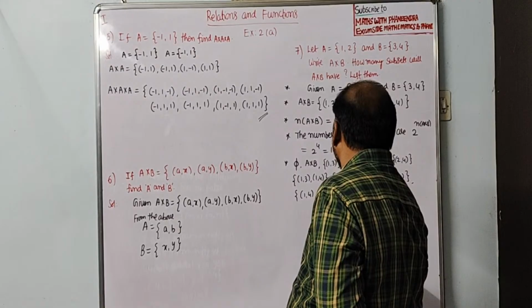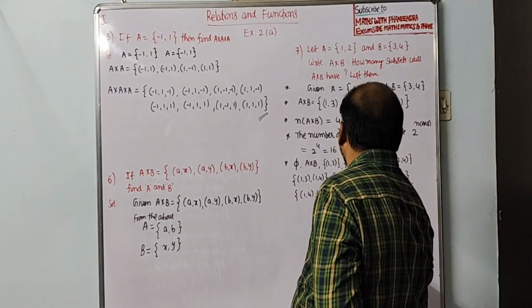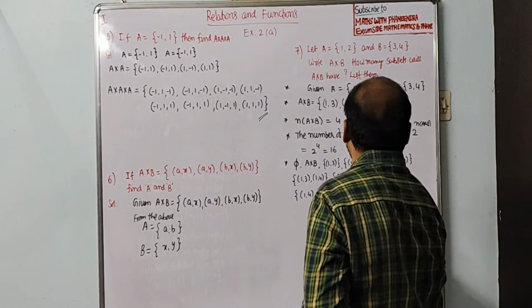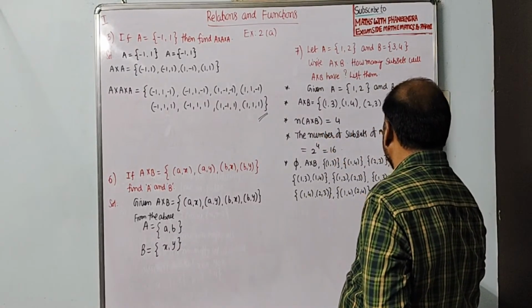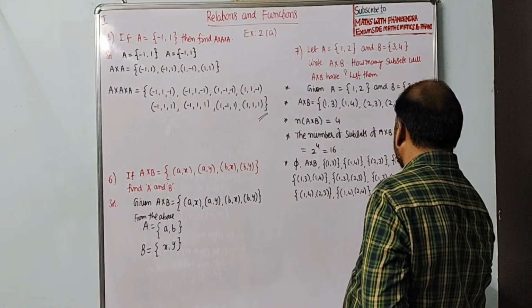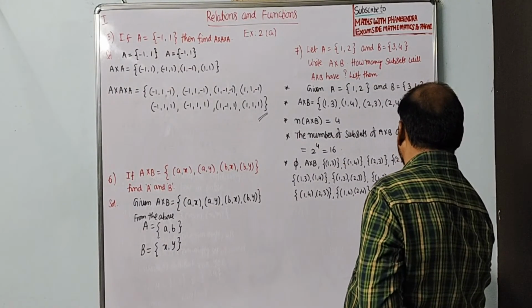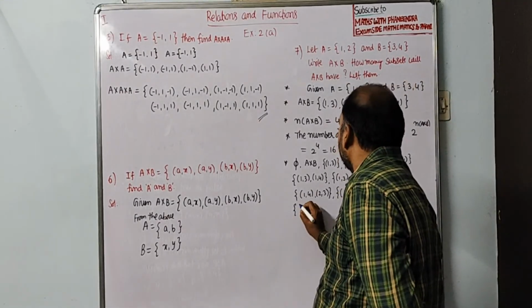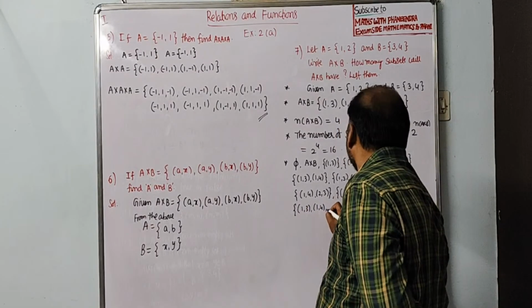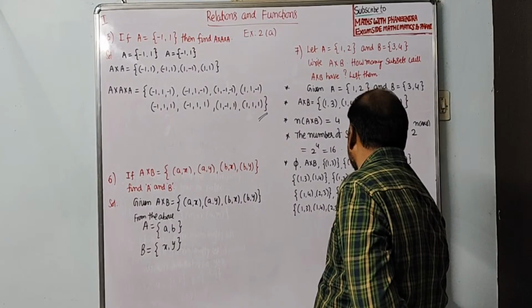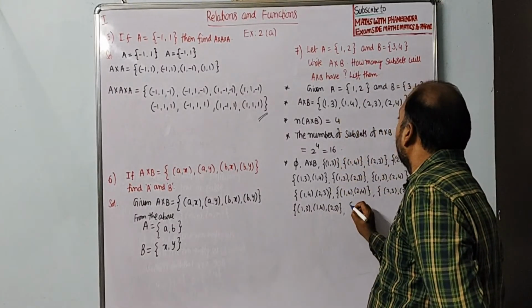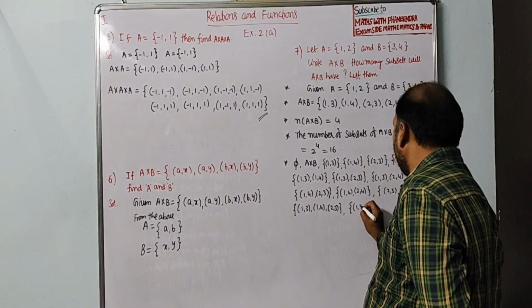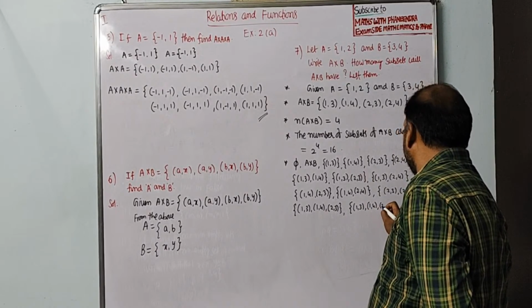(1,4), (2,3). Next, (1,4), (2,4). Next, (2,3), (2,4). 2 elements completed. Next, 3 elements: (1,3), (1,4), (1,2,3). (1,3), (1,4), (2,4).